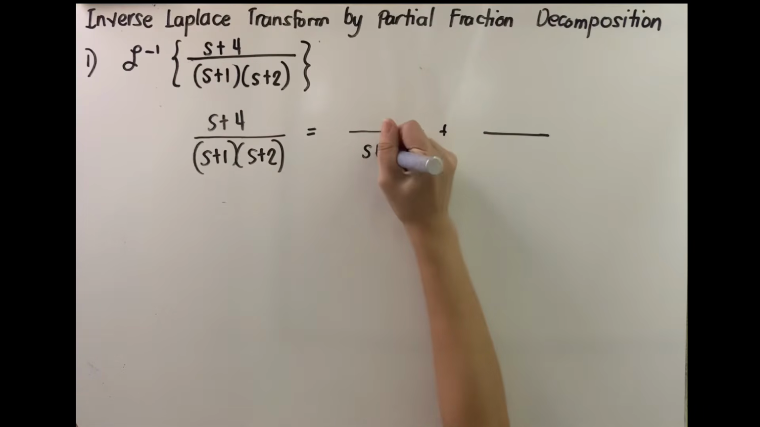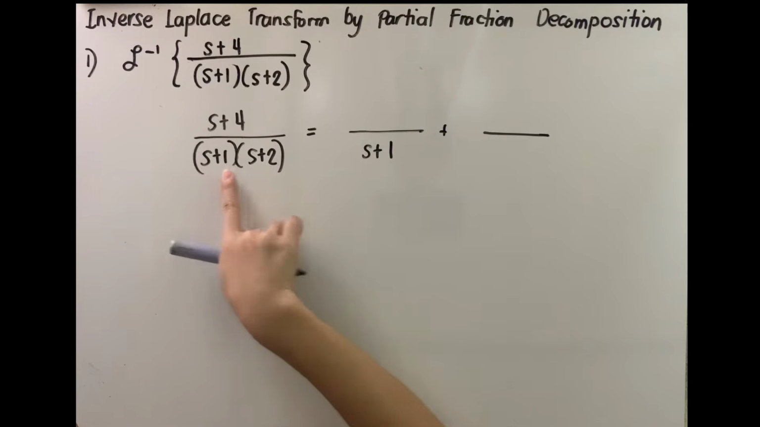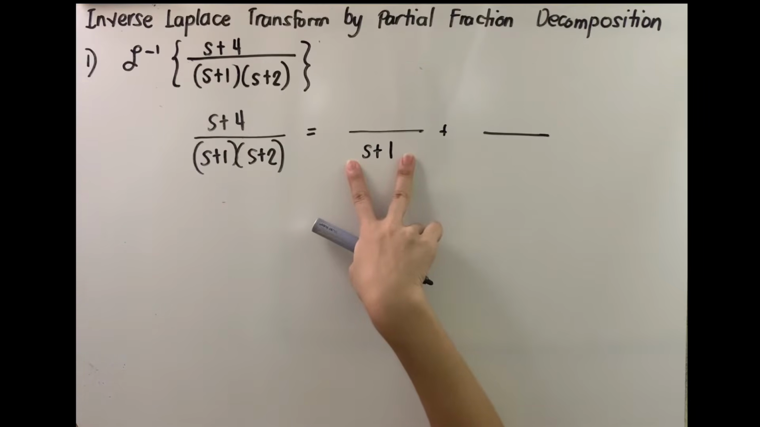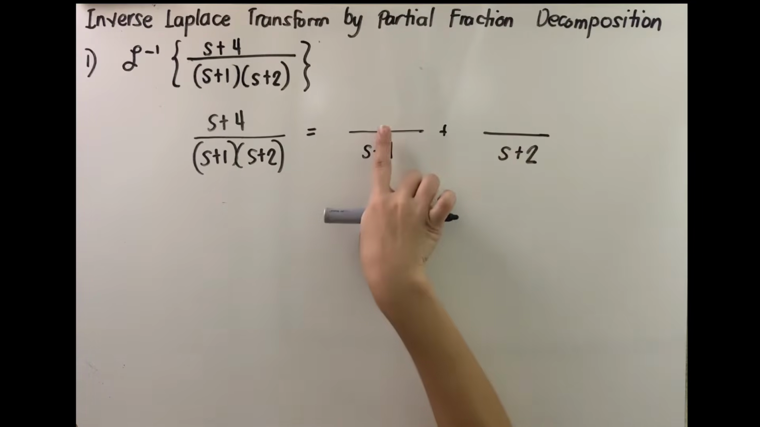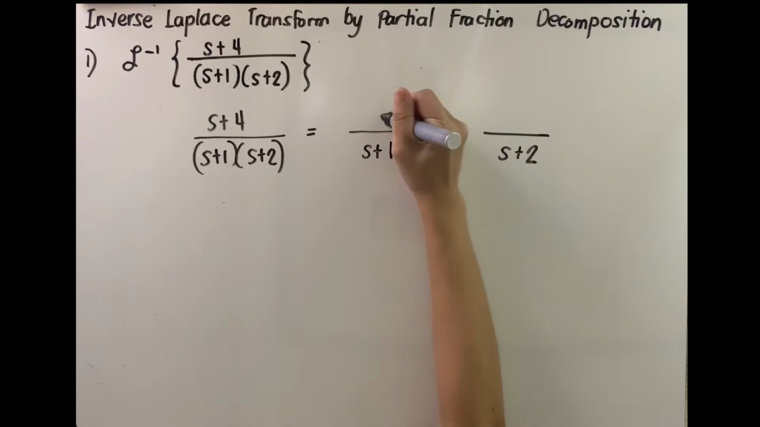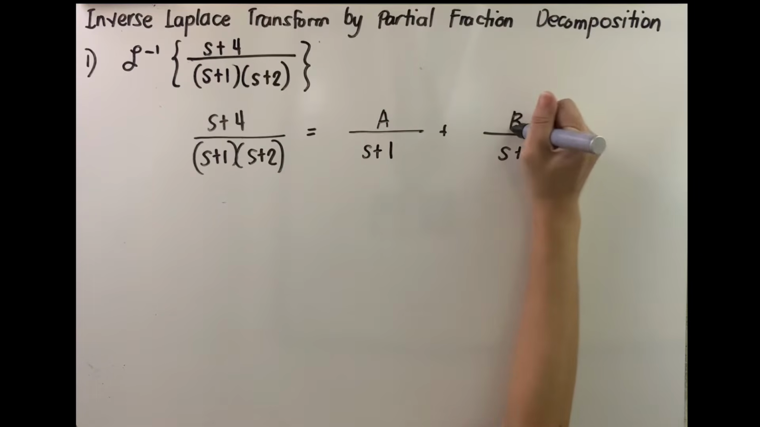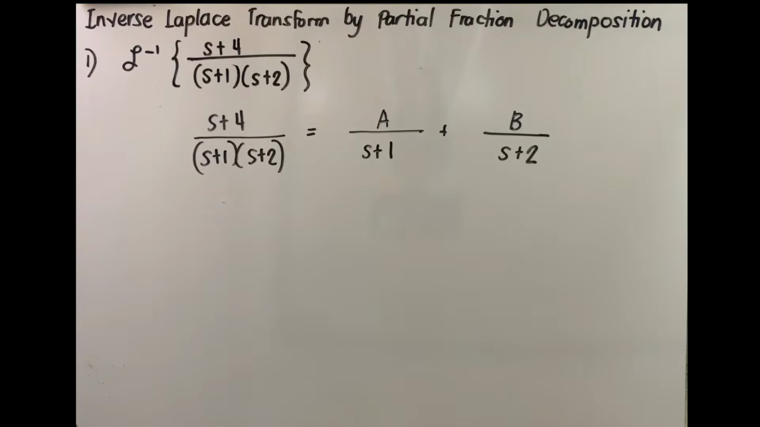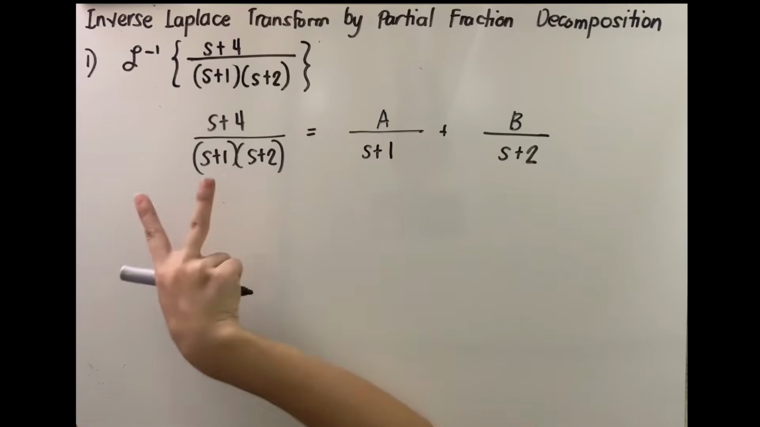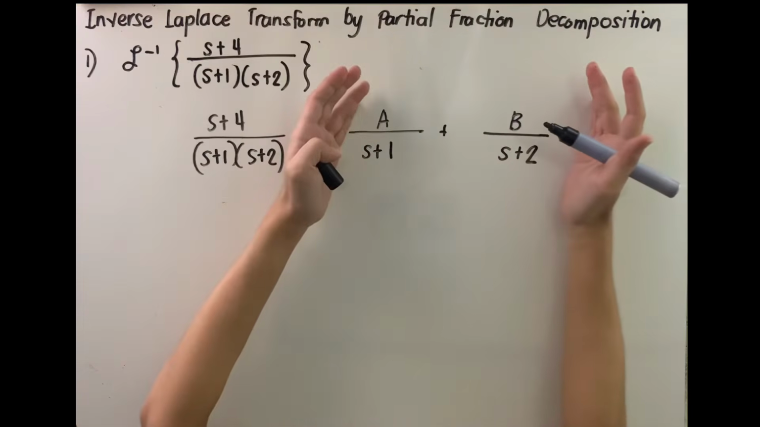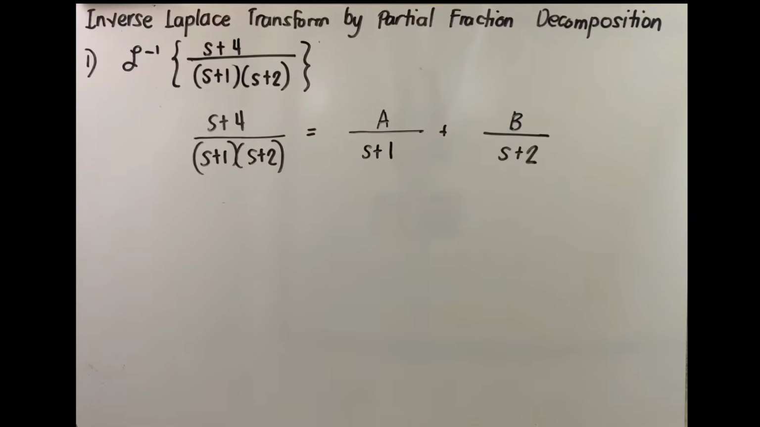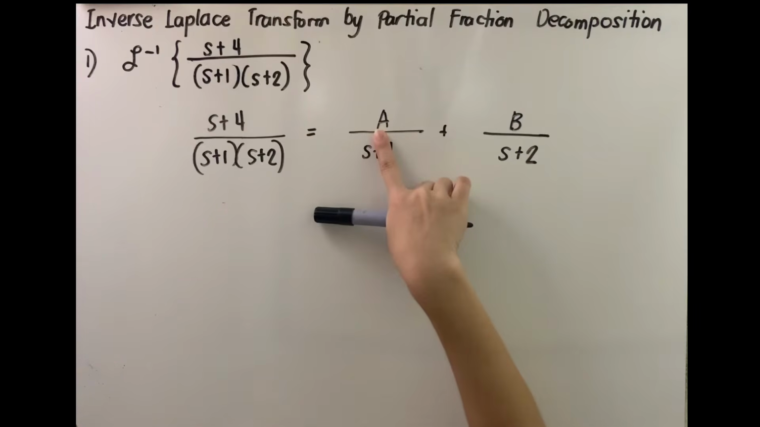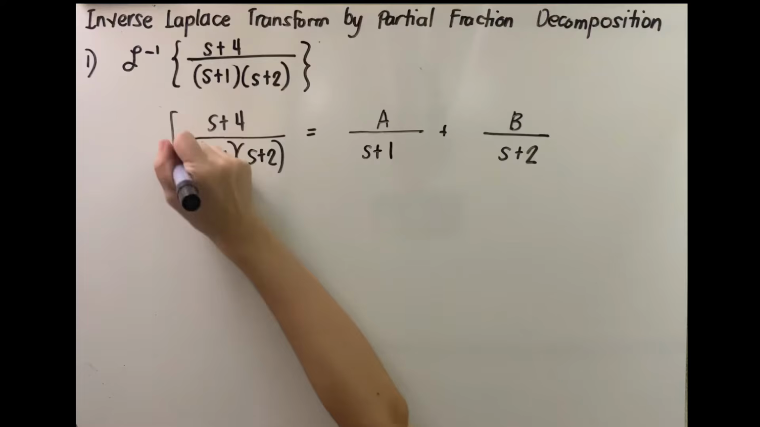So we're going to use each of the factors as the denominator of the decomposed partial fractions. You'll get s + 1 here and then s + 2. And then we represent the numerators by uppercase English letters to indicate constants that we have to solve for, so that we'll be able to represent this as these two fractions. If you can decompose the fraction into partial fractions, it will be a lot easier for us to take the inverse Laplace transform.